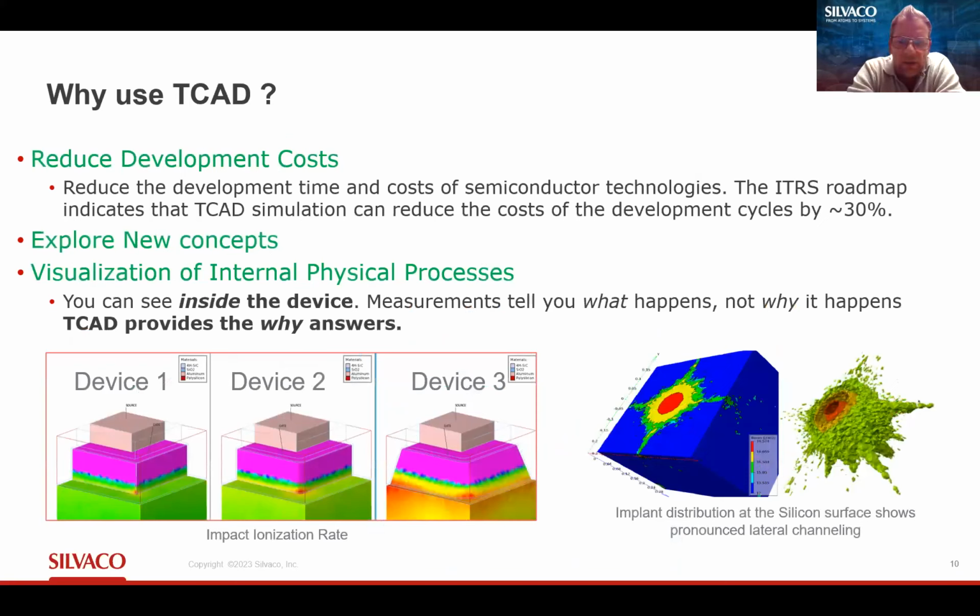An interesting point related to why we are using TCAD is that, unlike in reality, we can visualize internal physical processes. So you can see basically inside the device. Measurements will tell you what happens, not why it happens. So TCAD provides the why answer. Here, a simple illustration of things related to the breakdown voltage, electric field, impact ionization, depending on different geometry. On the right-hand side, it's actually the distribution of ions resulting from a Monte Carlo implantation. Also, potentially very useful to see if you have some sort of crosstalk between different devices doing such implantation.